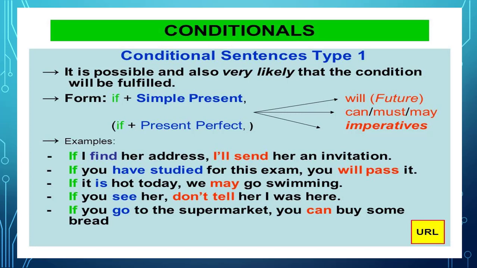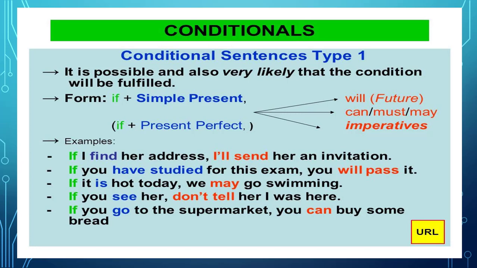Look at the examples with me. If I find her address, I'll send her an invitation. If I find, present simple, I'll send her. This is future using will. Also, if you have studied for this exam, you will pass it. If you have studied, we replaced present simple with present perfect, okay?